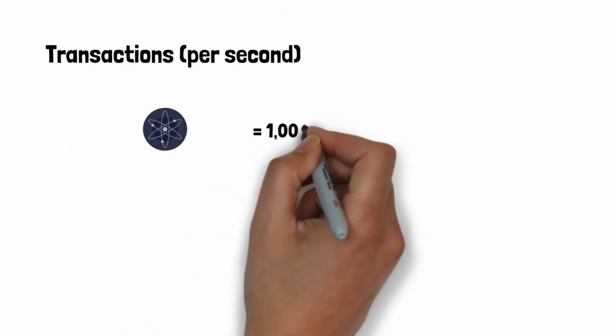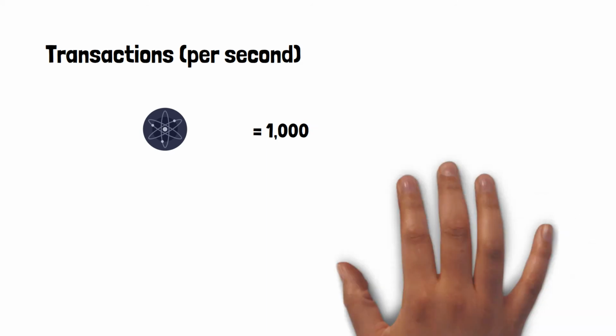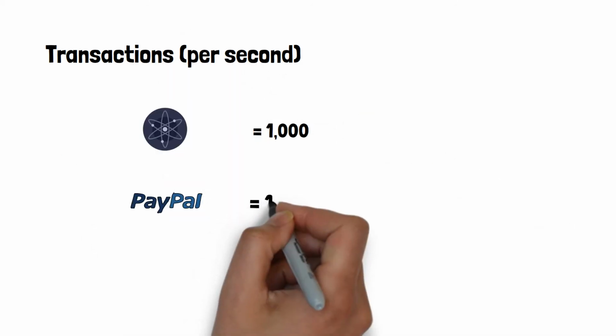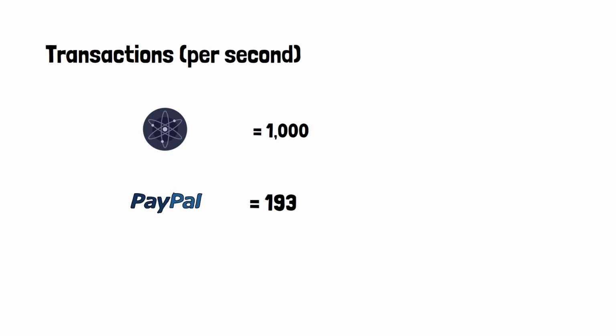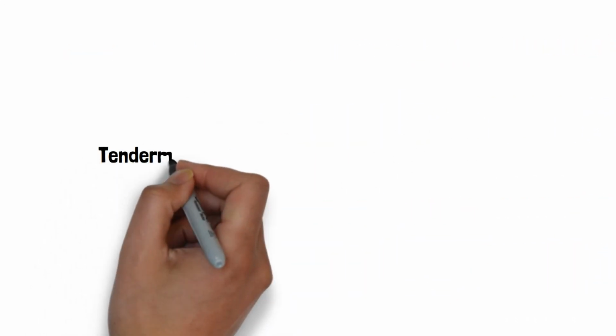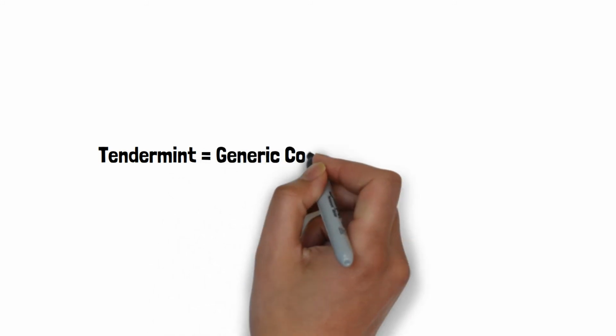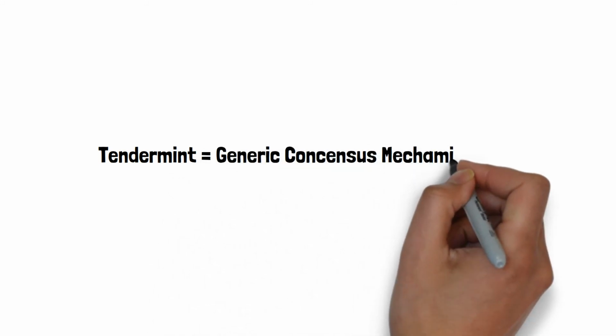The Tendermint BFT can handle up to 1,000 transactions per second. This is amazing when compared to PayPal's 193 transactions and Bitcoin's 7. Tendermint is also a generic consensus mechanism, which means any developer working on the Cosmos can just focus on building their applications instead. This is much more efficient.